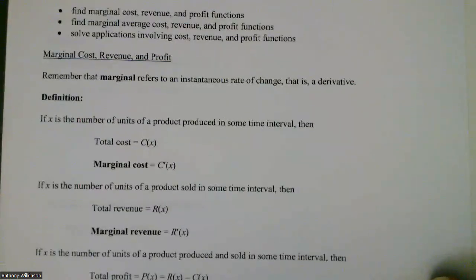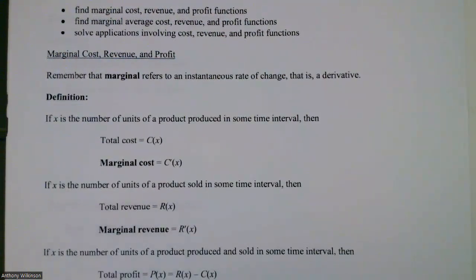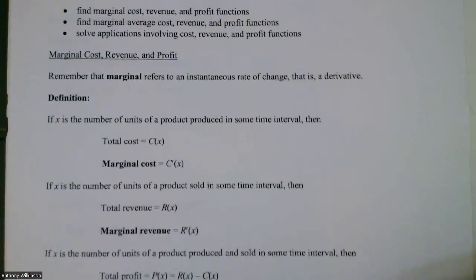Now, keep in mind that marginal refers to an instantaneous rate of change. That is a derivative. So basically, we're still dealing with derivatives here, but here we're going to be looking at how that's applicable to finding marginal costs and also marginal revenue and profit. So here's the definition.